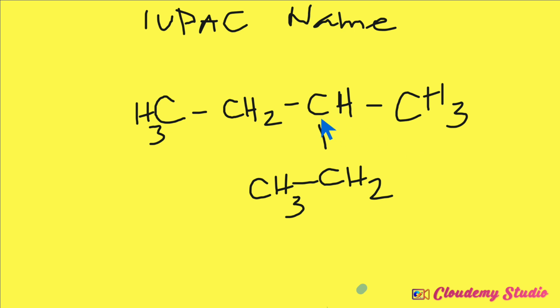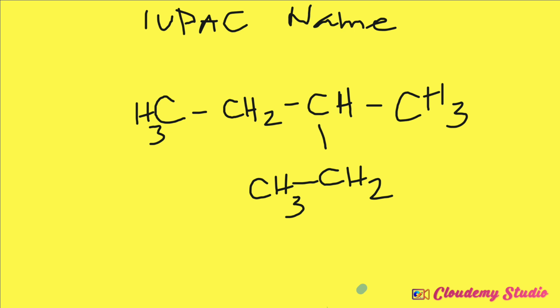In this carbon with the CH, only this carbon will have the substituent, the side chain attached. So this carbon atom has to get the least number while we are numbering the carbon atoms. Now we can check from the top end. This is the first carbon, this is second, this is the third. So the third carbon atom has a substituent or the side chain.